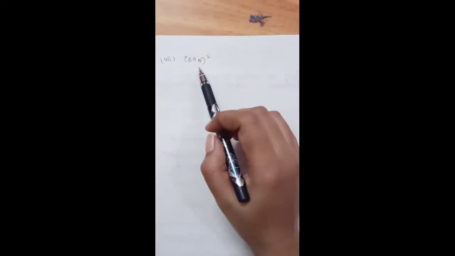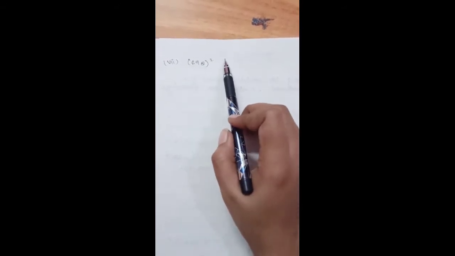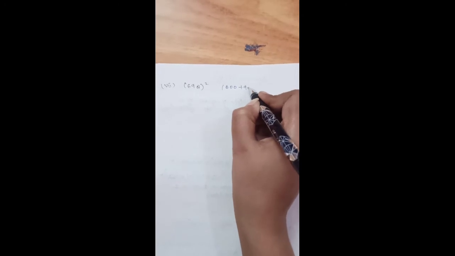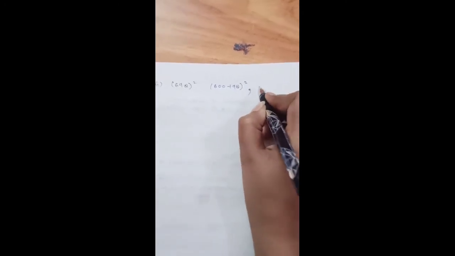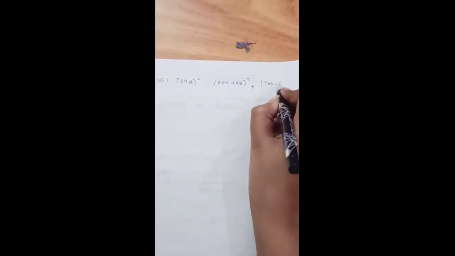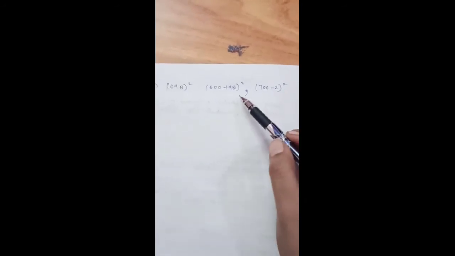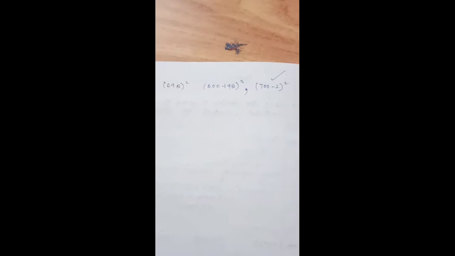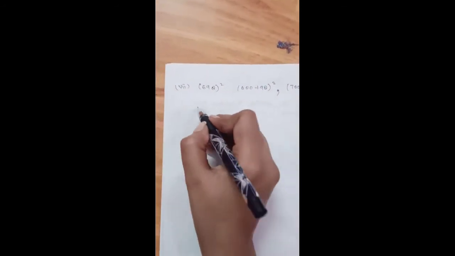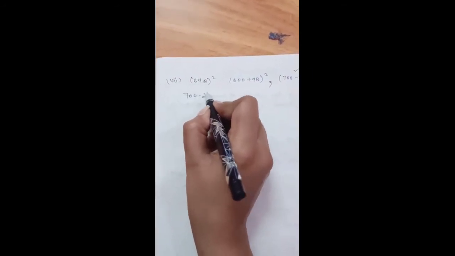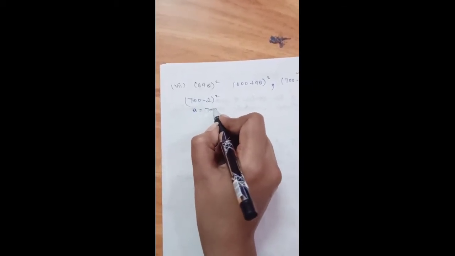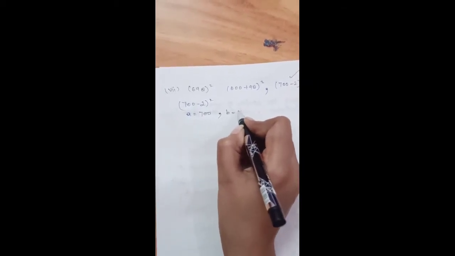Now see this one, 698 whole square. So we can write it like 600 plus 98 whole square, and we can write it like 700 minus 2 whole square. So which one you choose to calculate? I'll choose this one because it is easier to calculate, right? So 700 minus 2 whole square. So here we get A is equals to 700 and B is equals to 2.